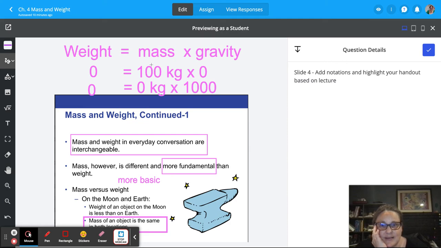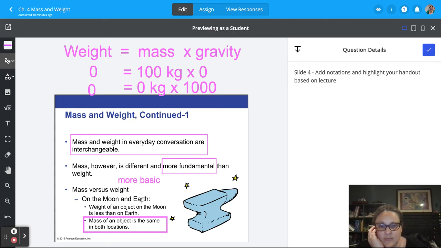But mass can exist by itself without weight, because weight is just the force of gravity on a mass. So without mass, it doesn't exist. And that's what you should have on your slides. This is what you should have labeled, and you should have this example here. I would also suggest that you write on the side my explanation that mass exists without weight, but weight does not exist without mass. And that's what this calculation up here is showing you.